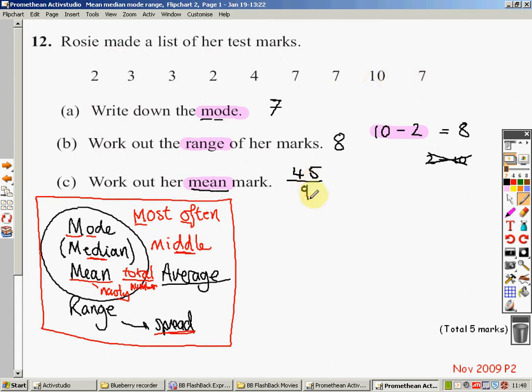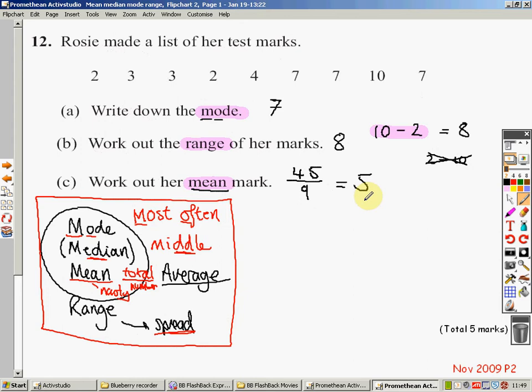45 divided by 9 equals 5. And when it comes to calculating the mean, I always just want to think roughly where's the middle of my numbers. Well, 2 to 10, 5 is pretty much in the middle. I'm likely to be right. That's those questions done. 5 marks.